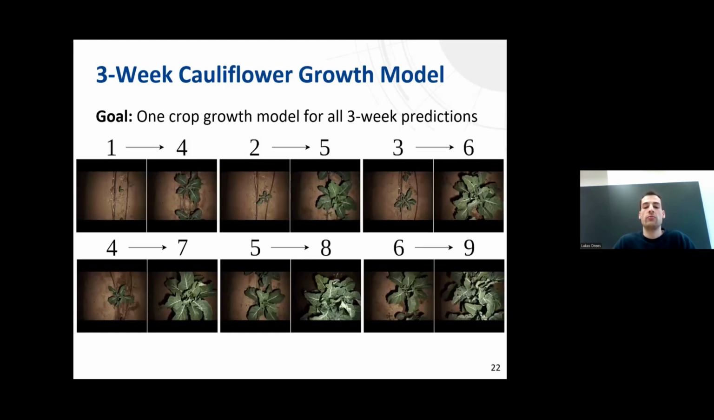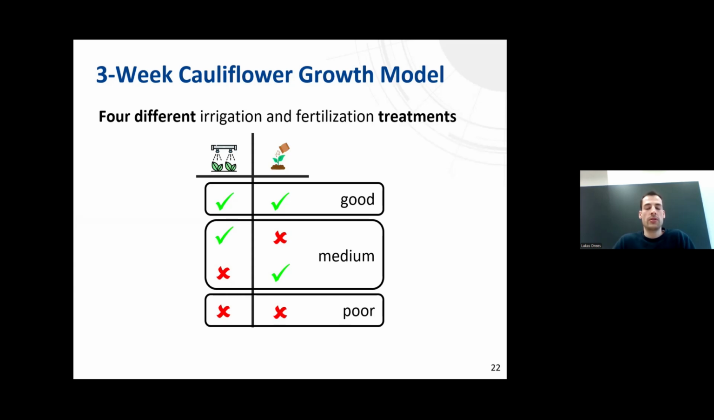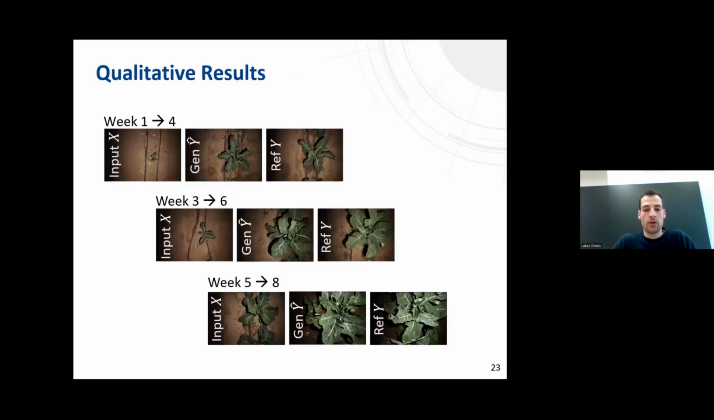So our goal was to build a model that predicts the cauliflower plant 3 weeks in the future, but not only for one selected time step, but for all possible 3-week time steps in this dataset. And to make it a bit more challenging, there are different treatments in terms of fertilization and irrigation over the growing period, which we categorize into good, medium, and poor treatments. And this is then how the results look.